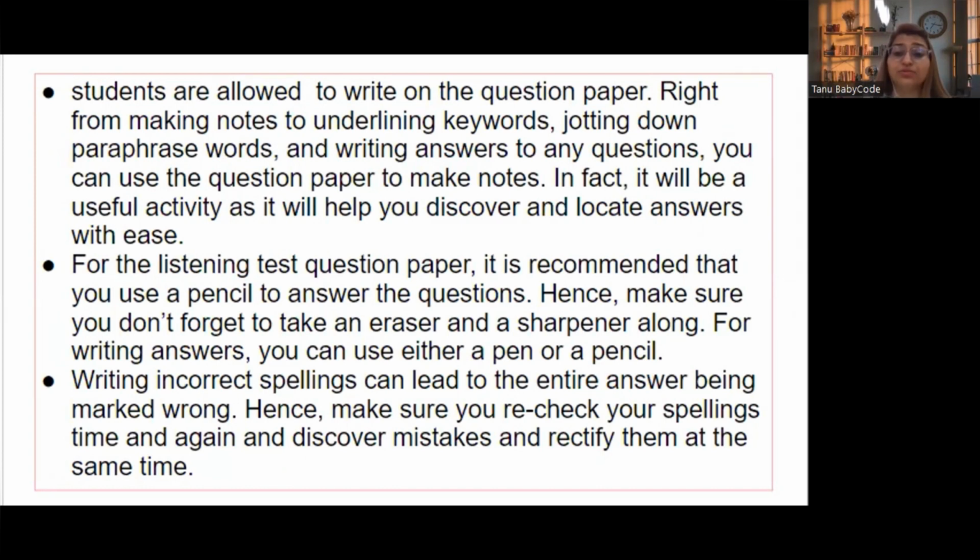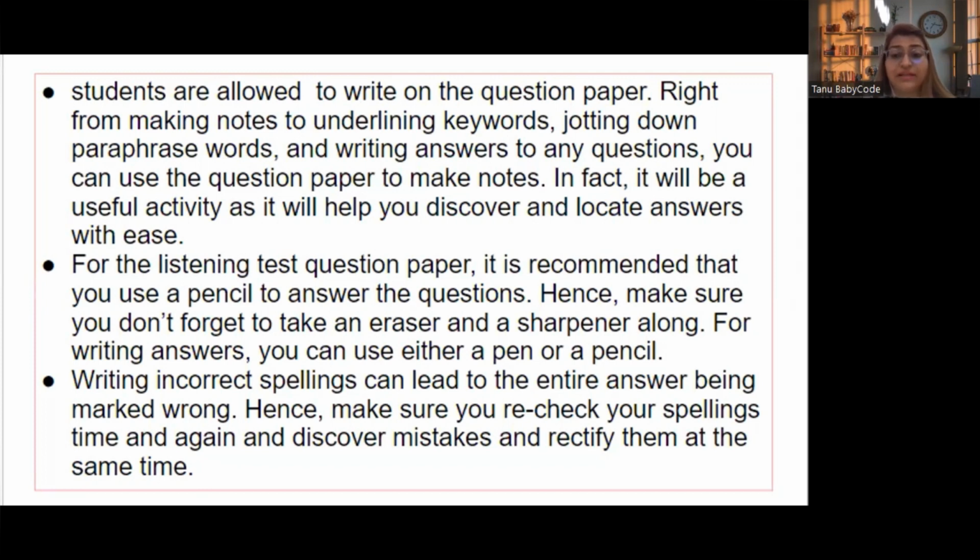In fact, it is a useful activity because it helps you to discover and locate your answers with ease, right? And for the listening test question paper, it is always recommended that you use a pencil to answer the question. Hence, make sure you do not forget an eraser or a sharpener along.